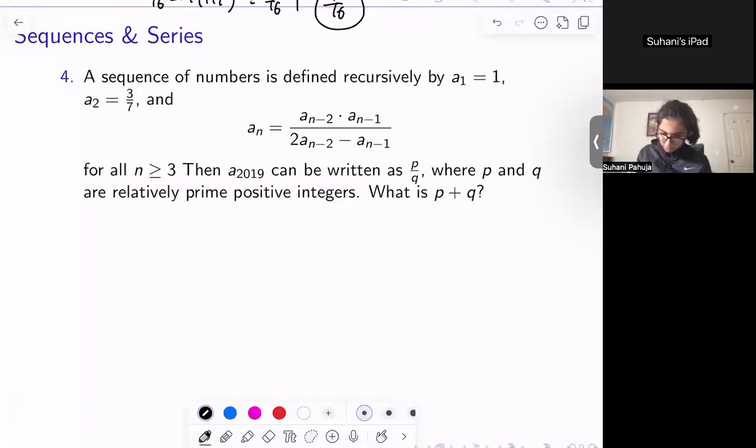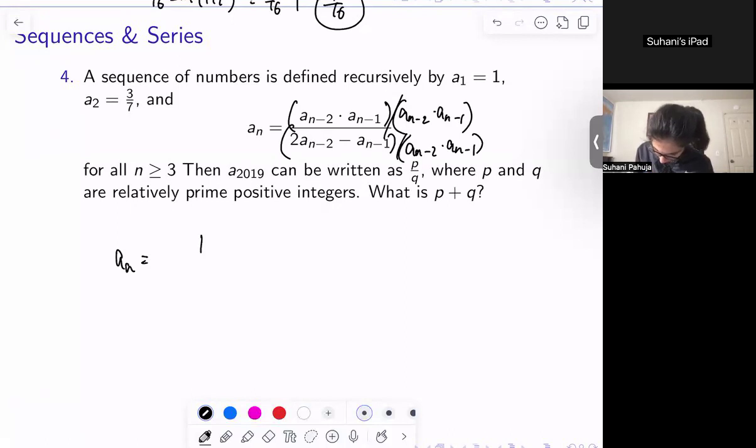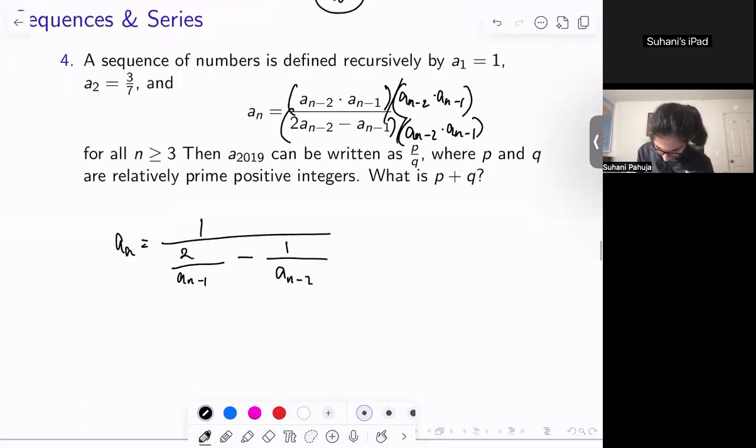and we want to find a_2019. So we can note that actually if we divide the numerator and denominator both by a_(n-2) times a_(n-1), we get something very interesting, which is that a_n is equal to 1 over (2 over a_(n-1) minus 1 over a_(n-2)). And then we can take the reciprocal of both sides of the equation to get 1 over a_n is equal to 2 over a_(n-1) minus 1 over a_(n-2).